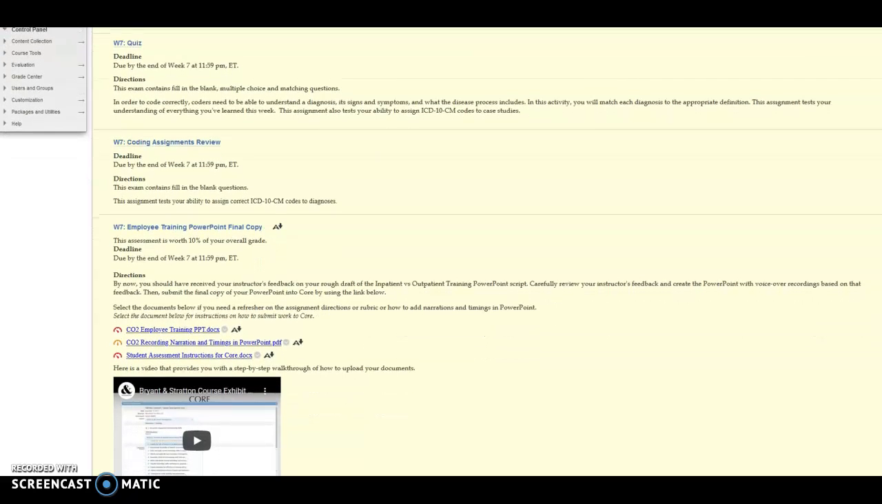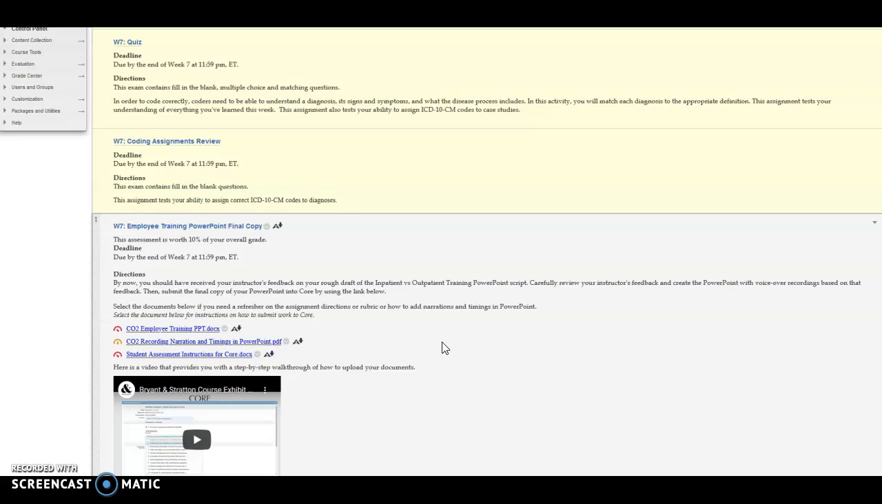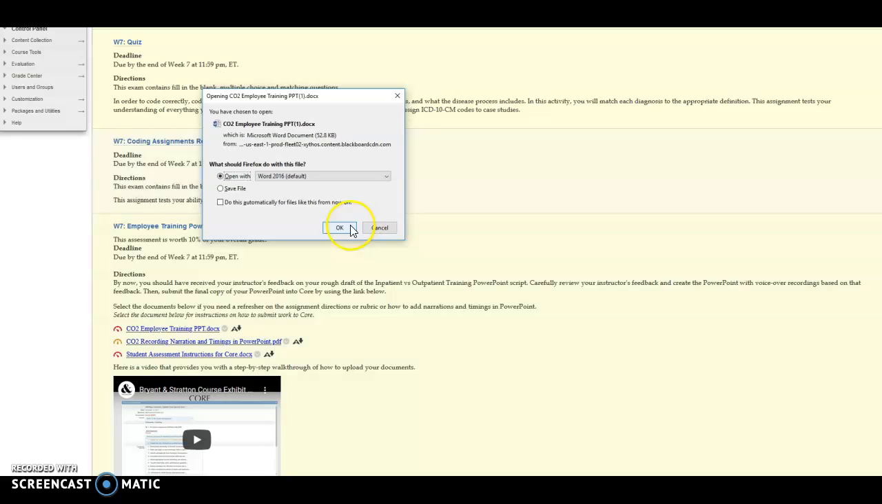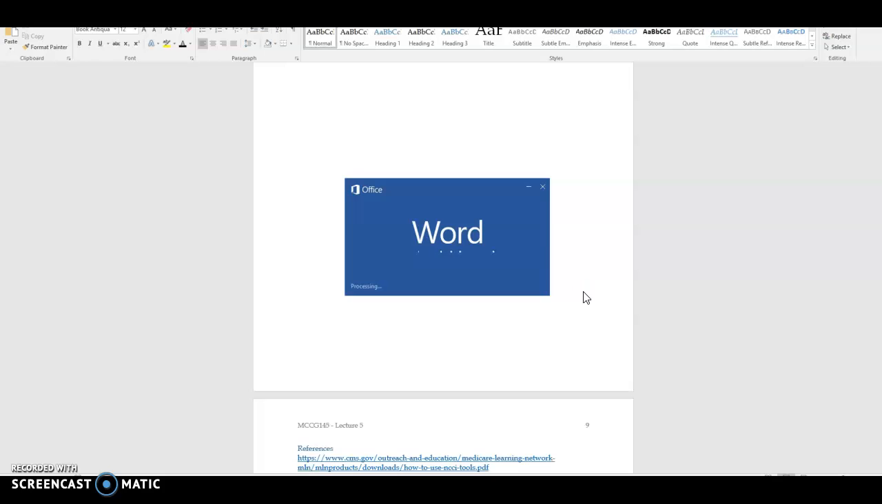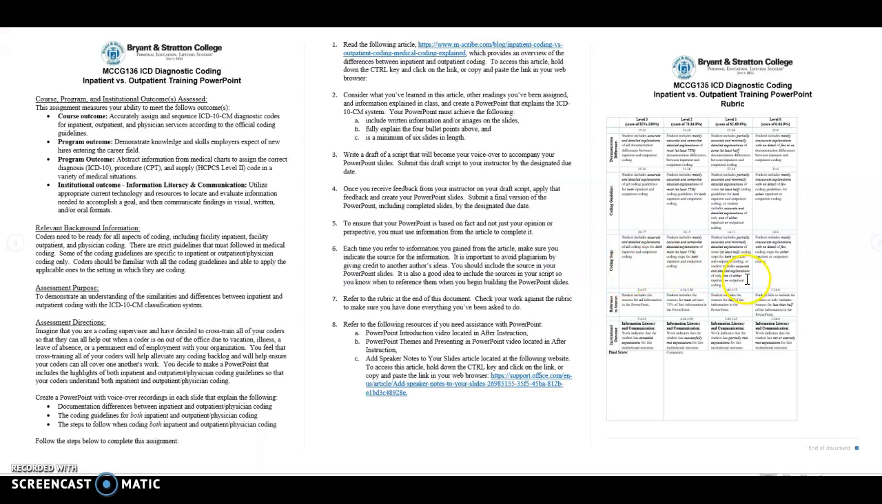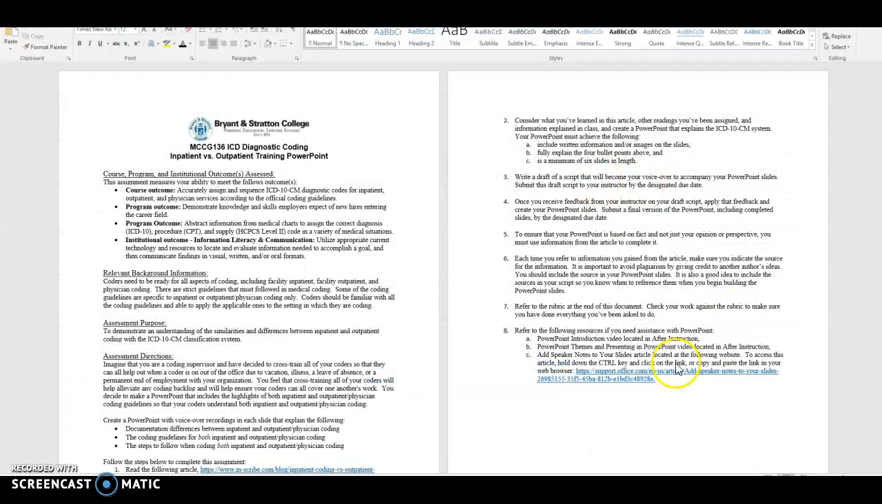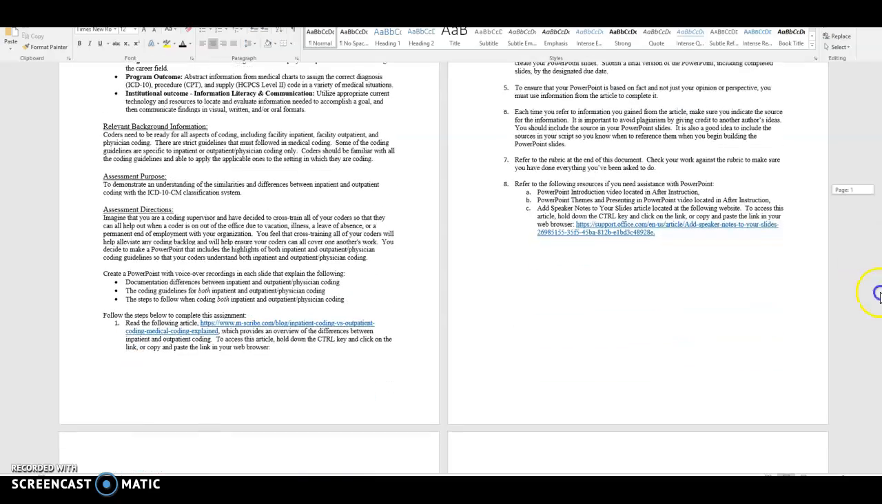The last thing that is due, and everyone should have gotten feedback by now for the employee training PowerPoint, as long as you turned it in the week that it was due. The one thing that I do want to mention with this, that I gave a lot of people the same feedback on, is make sure that when you are submitting your final, you're looking at the feedback within the assignment that I gave you as well as the feedback on the narrative part. There were many that I had asked to make sure that you review the rubric to make sure that you're addressing everything that will be graded.